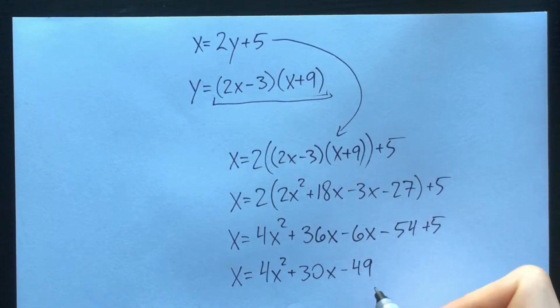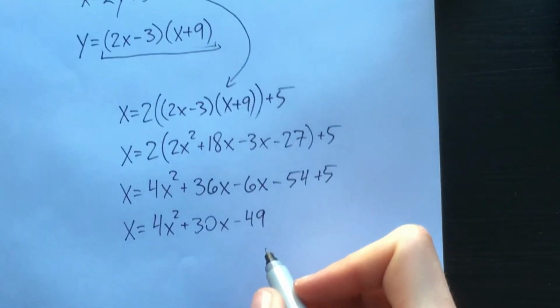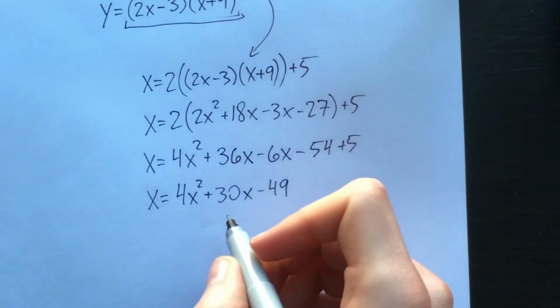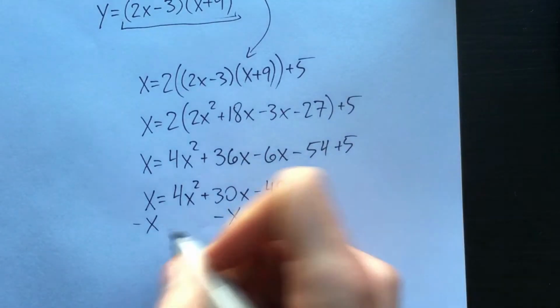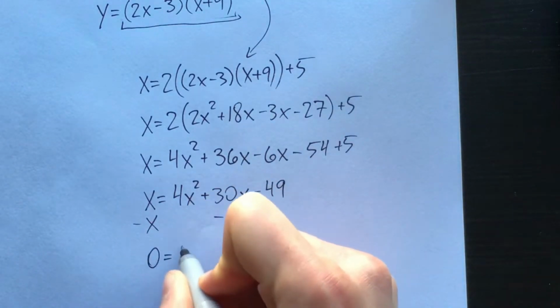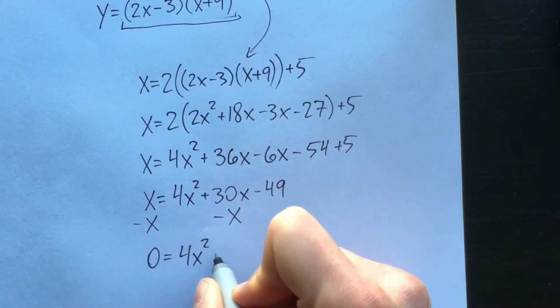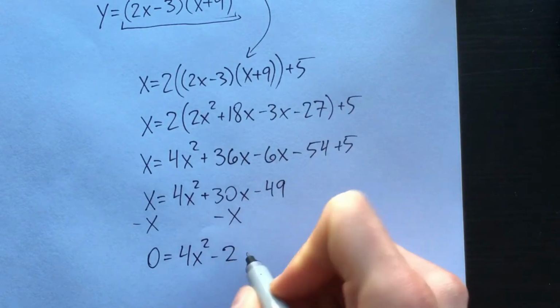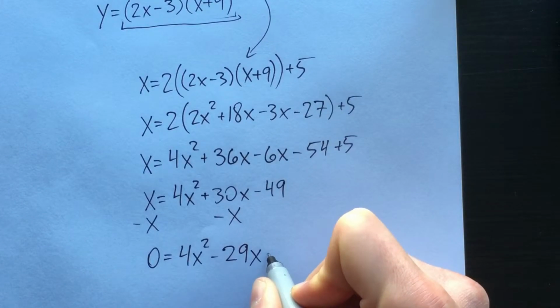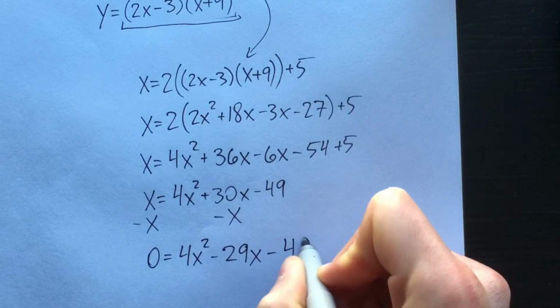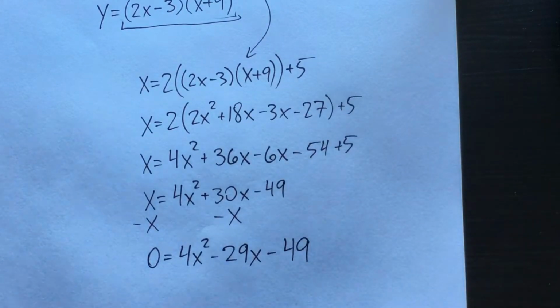We like quadratics that are set equal to 0. So let's just go ahead and subtract x on both sides to get all the x's on one side and to set it equal to 0. So 0 equals 4x squared minus 29x minus 49. All right, so we have our quadratic.